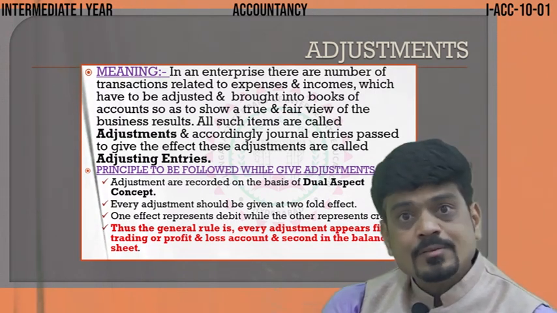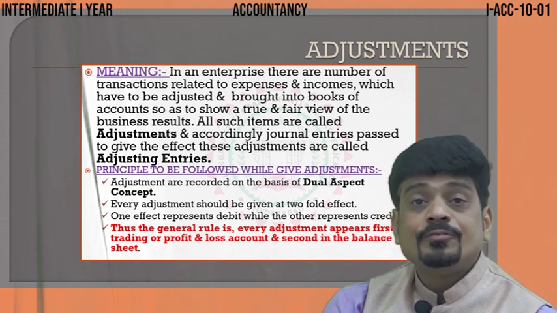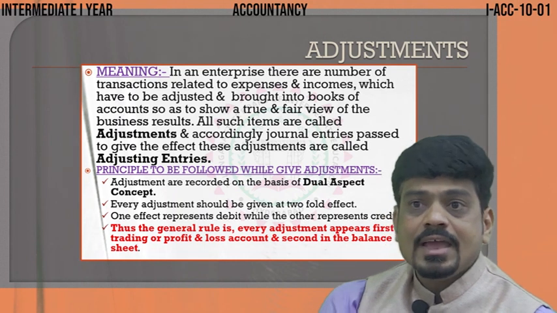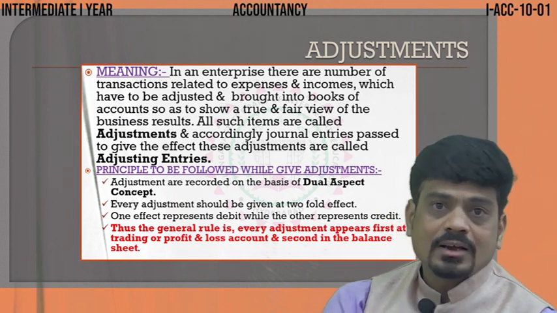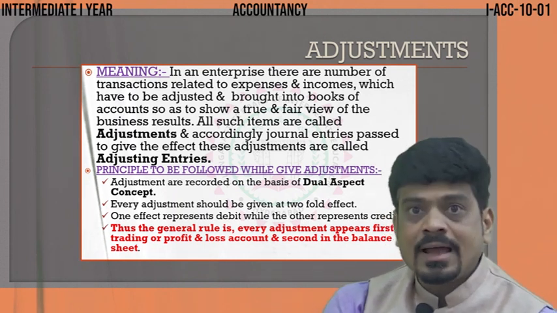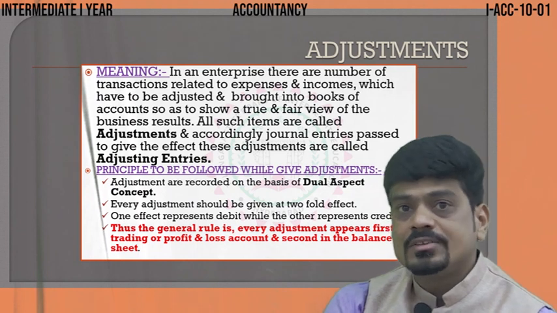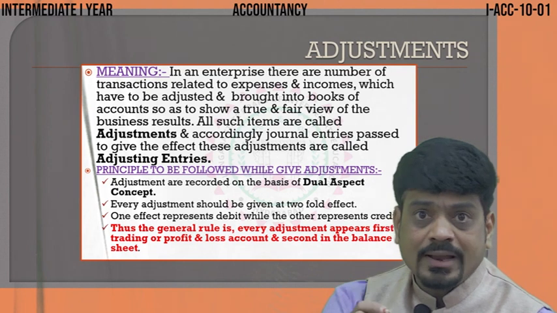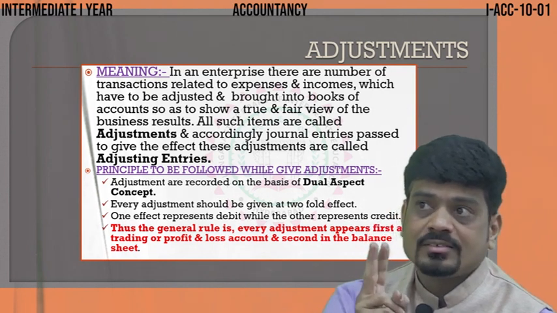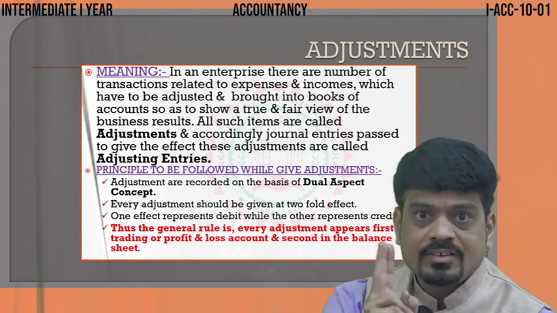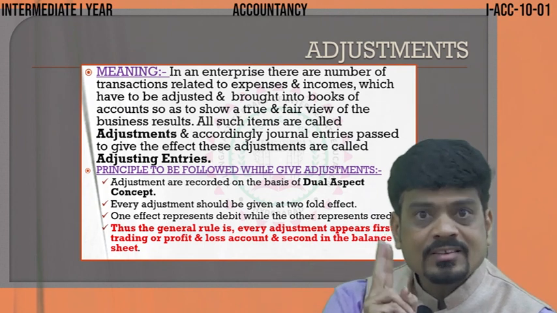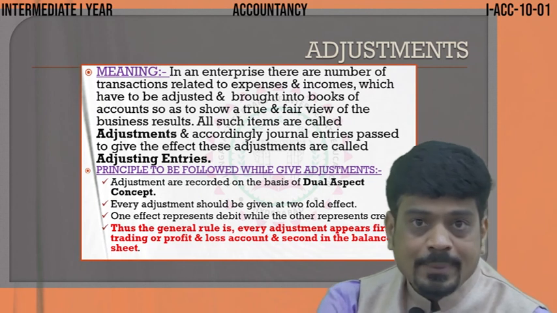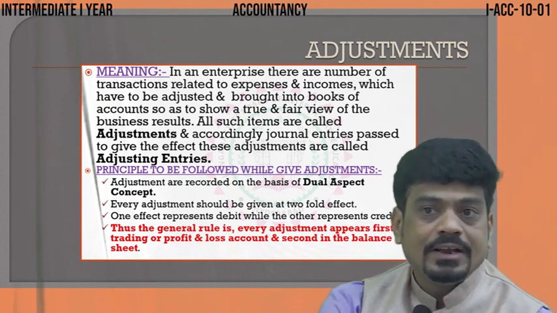The first principle is we follow the dual aspect concept. In the sense, every debit has a proper credit, we told. In the similar manner, keep in mind, dear students, that every adjustment has two effects. Always, every adjustment should be represented by two effects, that is twofold effect we call. One will be debit effect, other will be credit effect.